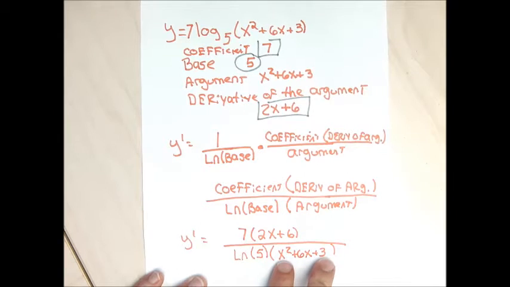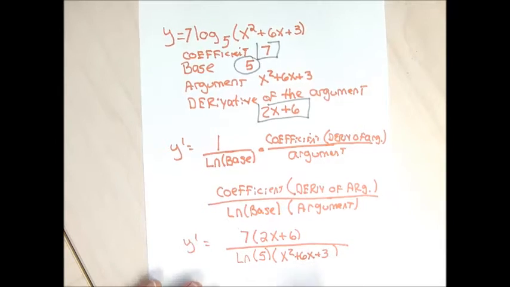An x squared plus 6x plus 3 can only cancel with an x squared plus 6x plus 3 on the opposite side of the fraction, which I don't have. This is an adequate derivative.